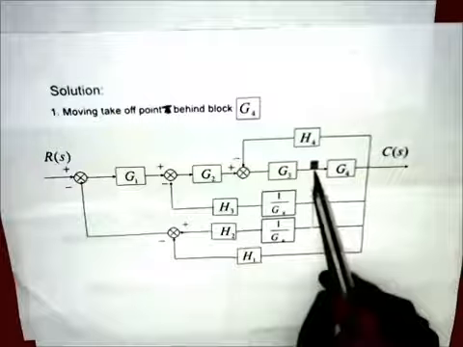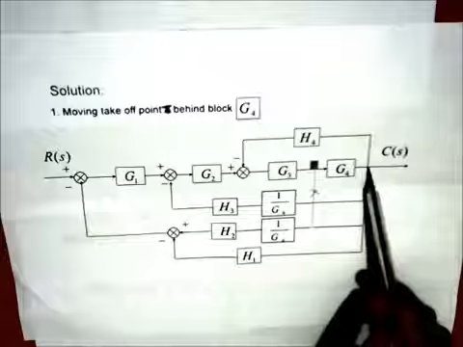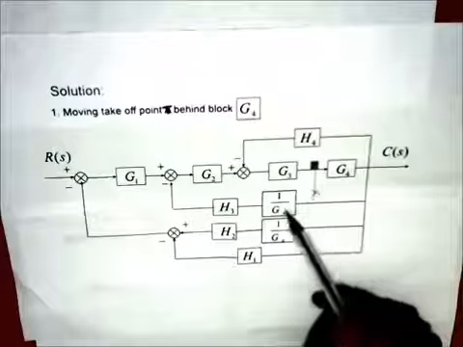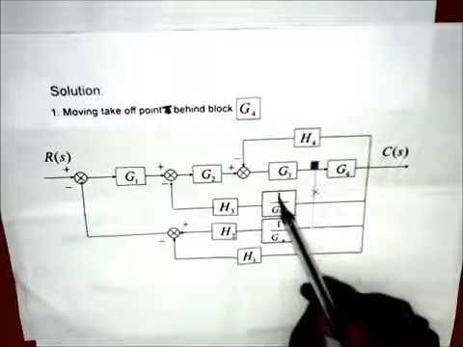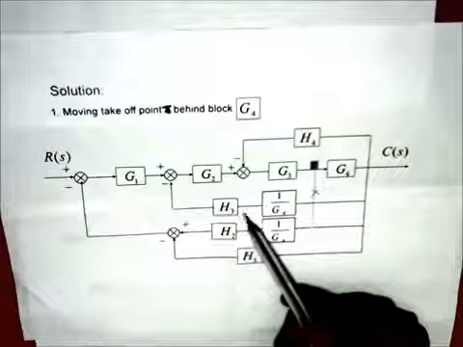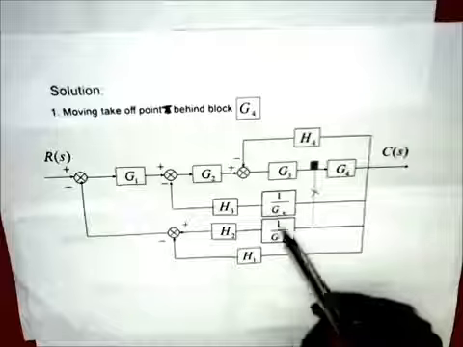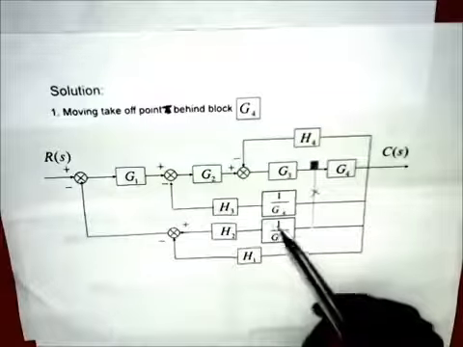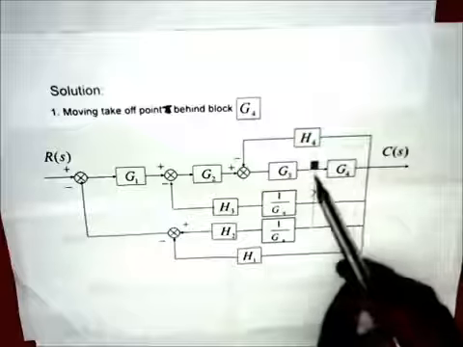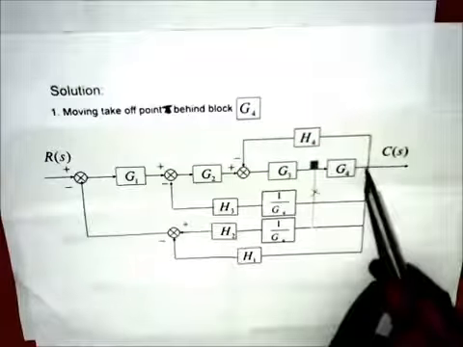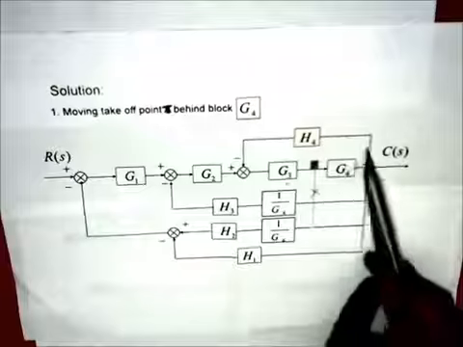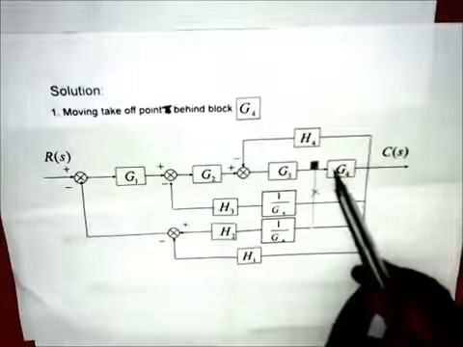So when we move this takeoff point after G4, we need to cancel the effect of G4, so we add a block 1 upon G4 in the H3 feedback path and a 1 upon G4 block in the H2 feedback path. So when we move this takeoff point after G4, this becomes a negative feedback system.